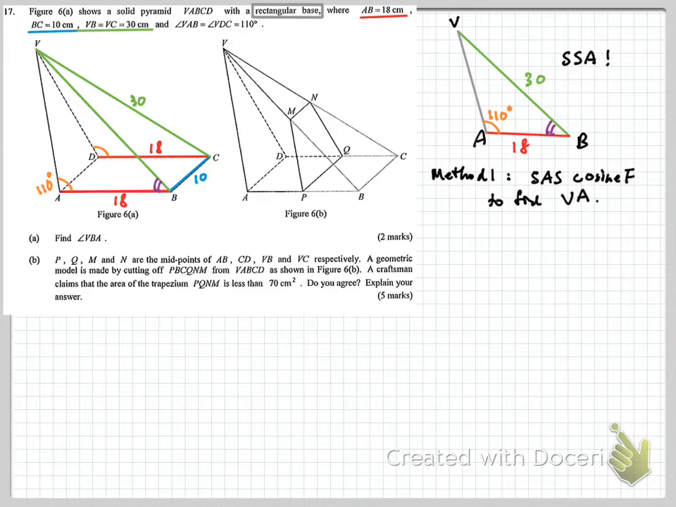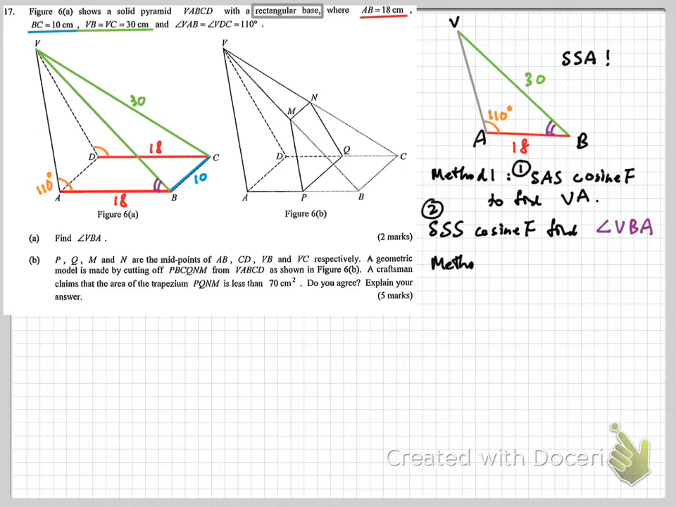VA. We let VA equal A, for example, and then we use the SAS cosine formula to set up a quadratic equation to find A. And then once you have VA, we can then use the SSS cosine formula to find angle VBA, to find the purple angle. So these are the 2 steps in method 1, making use of the cosine formula. Method 1, step 1 will be like this, step 2 will be like this.